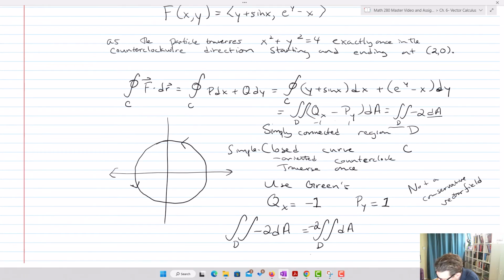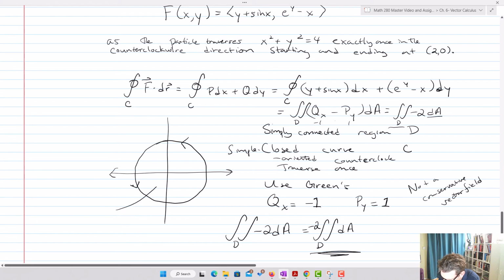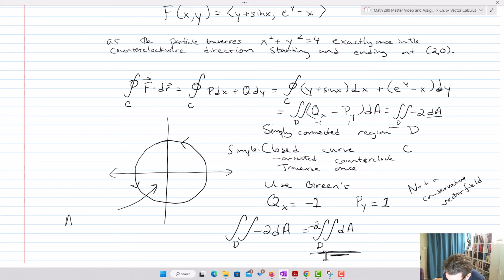So this is just the area of this circle right there. Now that's a circle of radius 2. So the area of this region is pi times 2 squared, which equals 4 pi. So the value of this line integral ends up being -2 times 4 pi, which equals -8 pi. And that is the value for your line integral.